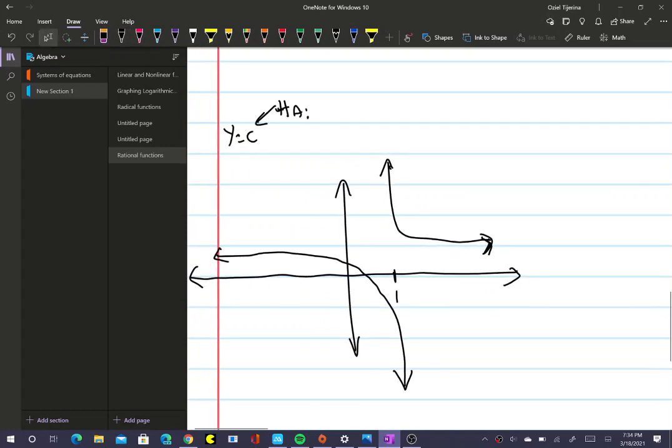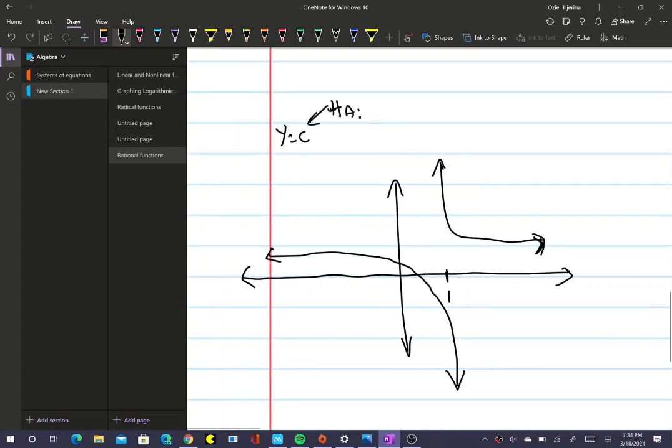what you have to do is see what y value this curve approaches. If I move my pen this way, if I keep going and going and going forever, what y value is this going to approach? If I move my pen this way, what y value is this approaching?